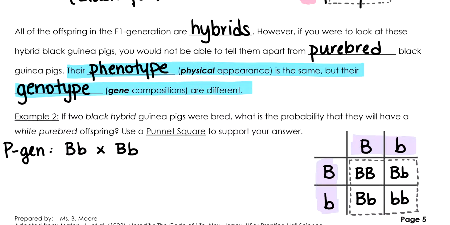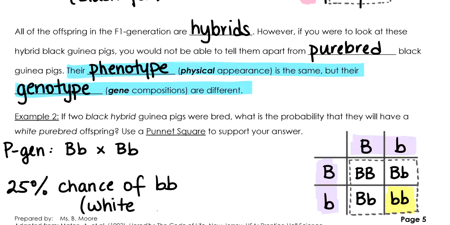If our P generation is 2 black hybrid guinea pigs, then we're crossing a big B little b guinea pig with another one of the same type. And when you sketch out your Punnett square, you'll see that one of the squares is a white guinea pig, little b little b. So if one of the 4 options is a white purebred guinea pig, this is equivalent to 0.25. And how do we change that to a percent? We multiply by 100. So we have a 25% chance of a little b little b white purebred guinea pig.